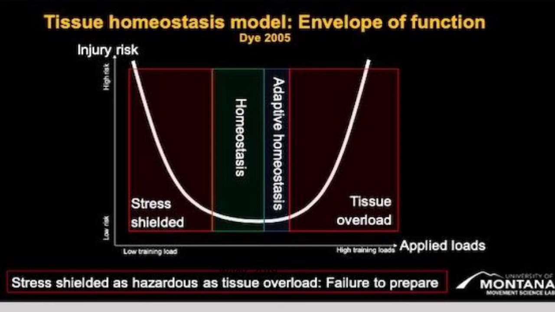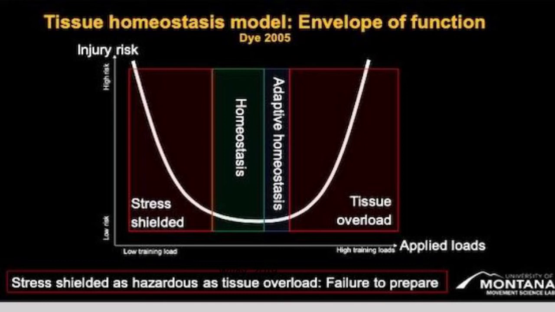Pulling from his slides, on the left, the y-axis is the injury risk, so the higher you go, the higher the risk, and training load is on the x-axis. On the left-hand side is a low training load, think couch potato, and on the very right is more like Olympic athletes. What they found was that the risk of injury increases when you have low loads or too high a load. The goal for loading is that we want to create an adaptation, but not overload the tissue.